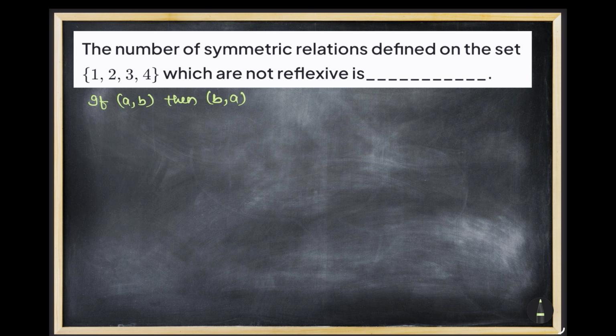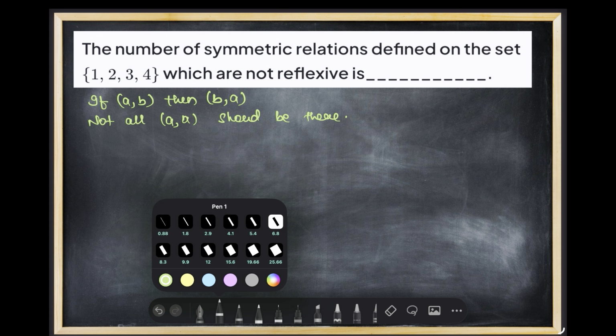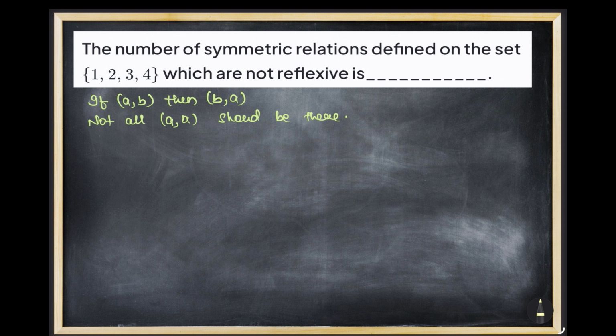Acha, we have to make sure that it is not reflexive. What is reflexive? Every (a, a) should be there. So every (a, a) should not stay there. Some of them can be there, but not all of them. Correct? Not all (a, a) should be there. Correct? Now solve.